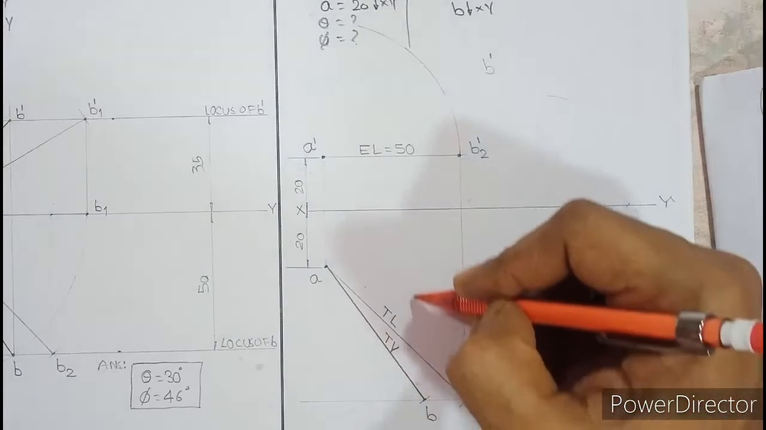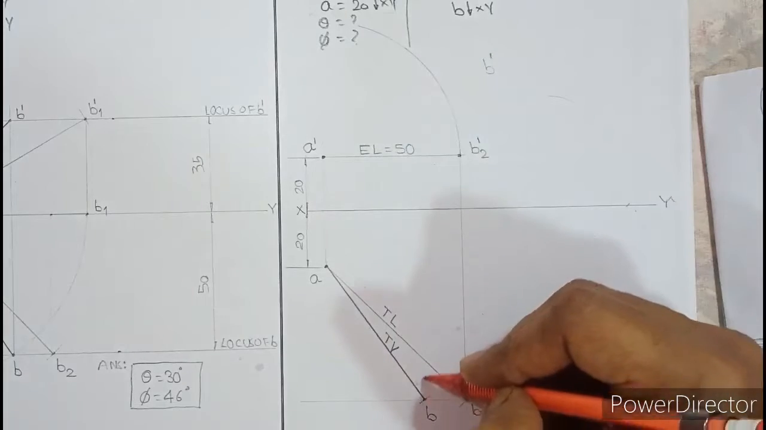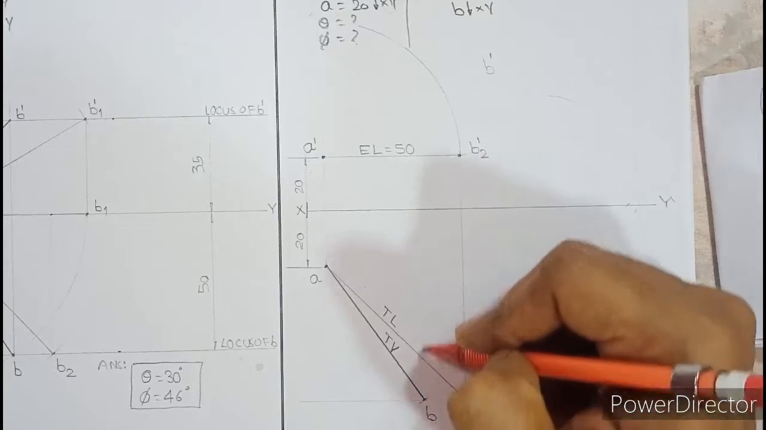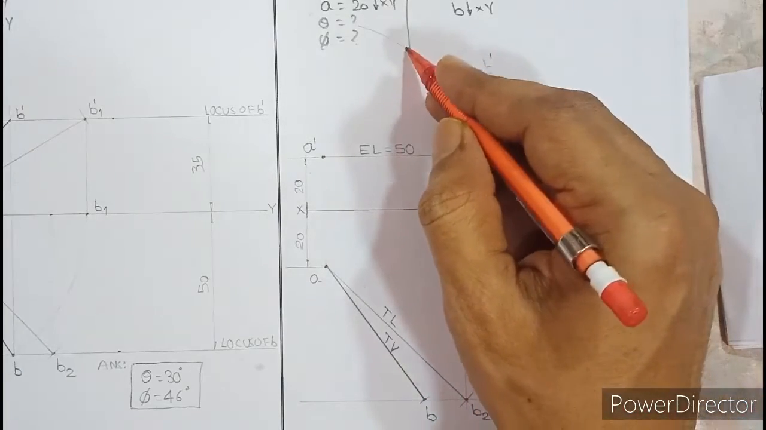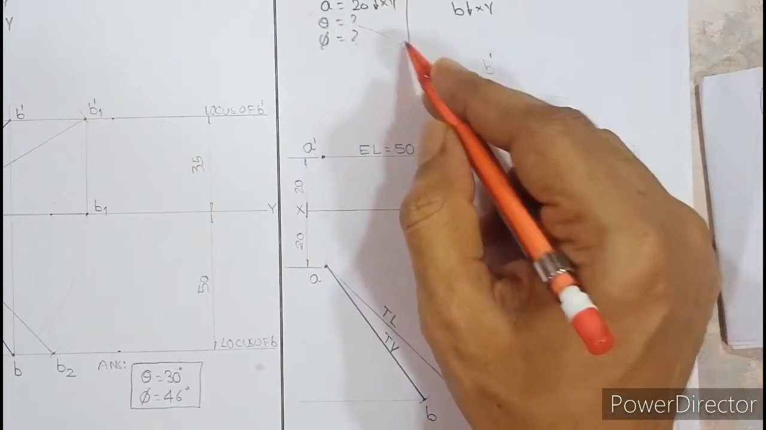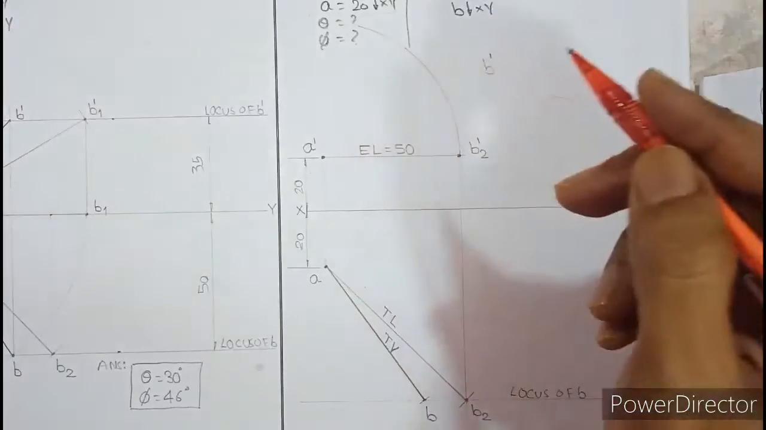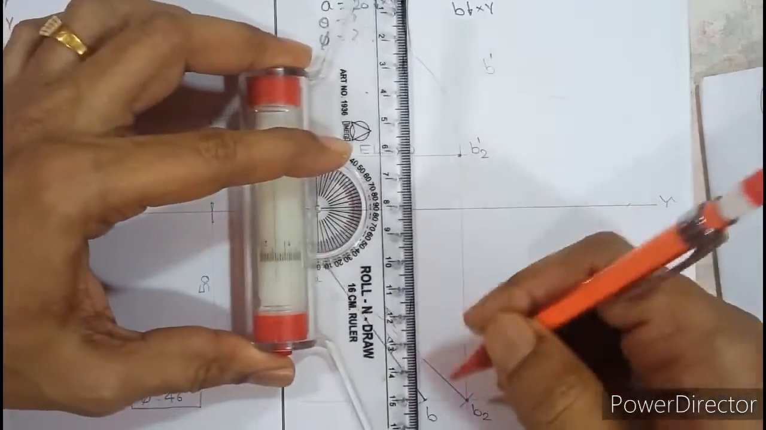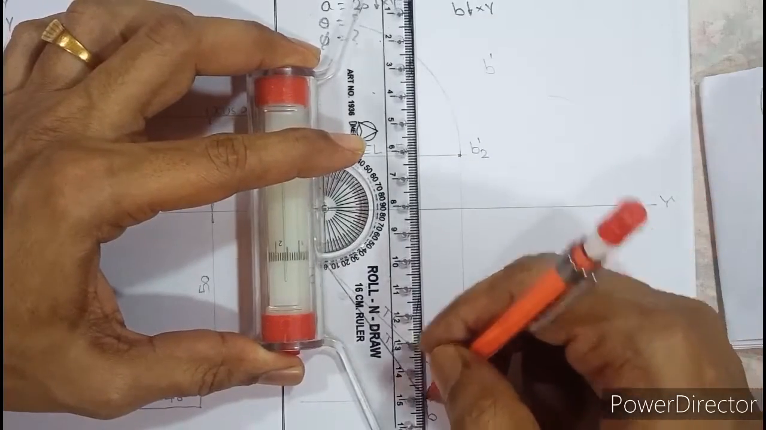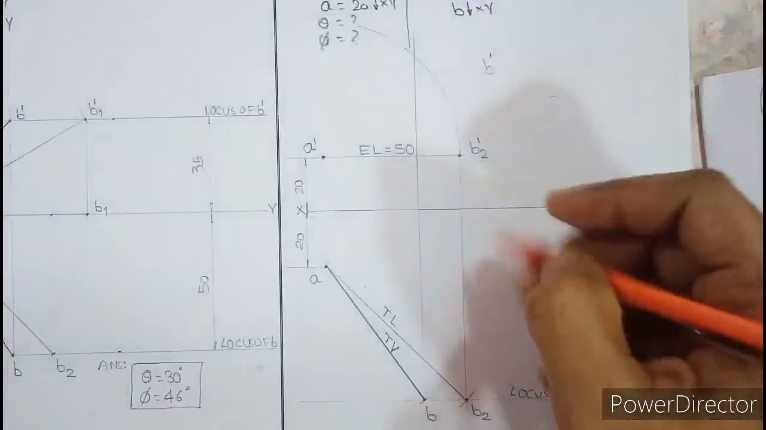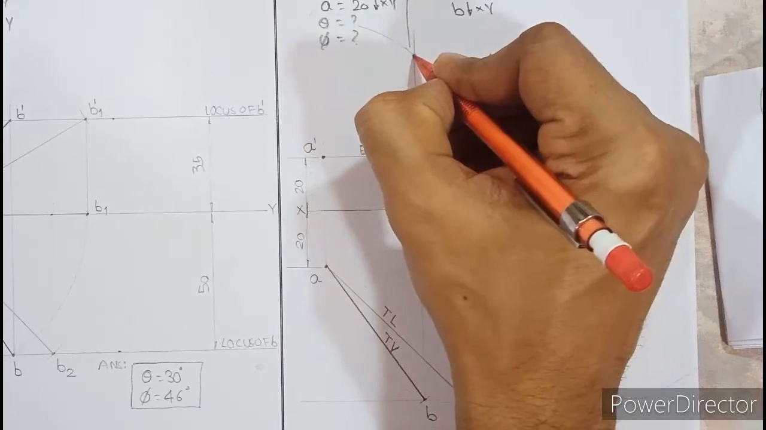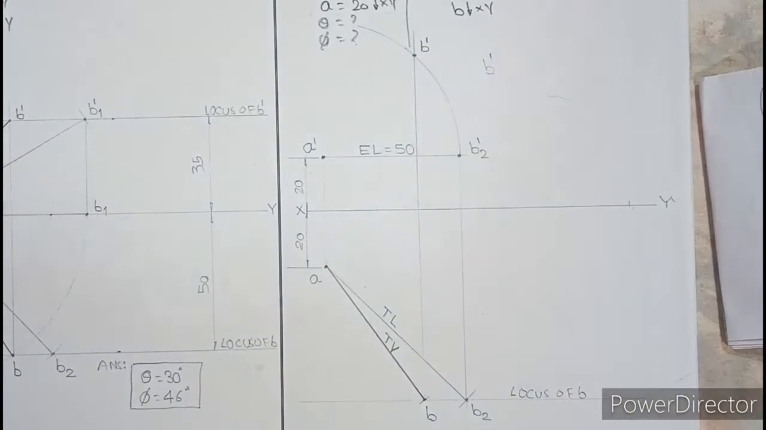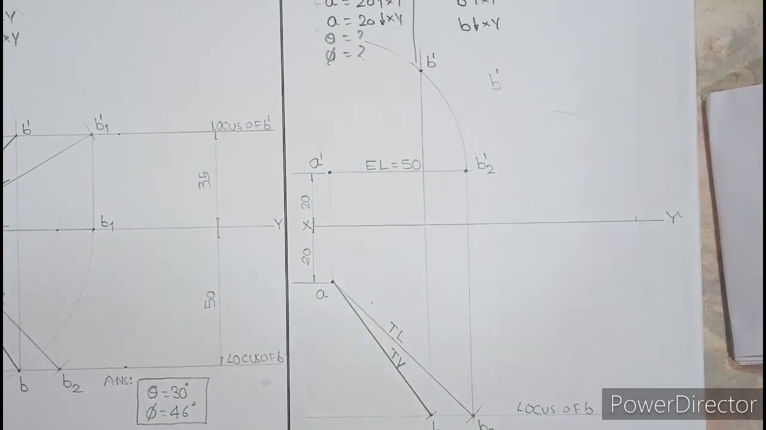So if I project B, B dash will lie somewhere on this projector. So very simple. Project B to cut the circular arc, that is your B dash, because B dash lies both on the circular arc as well as on the projection of B. So I align with A dash and A, draw a light projector from B. So wherever it cuts the circular arc, that point is B dash, isn't it? So B dash is ready.